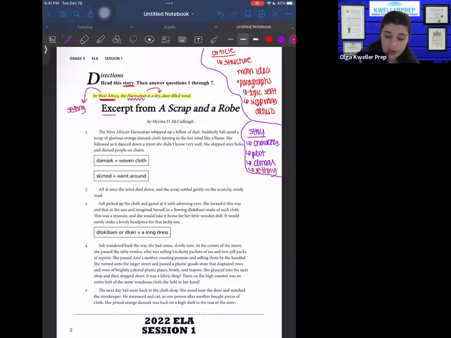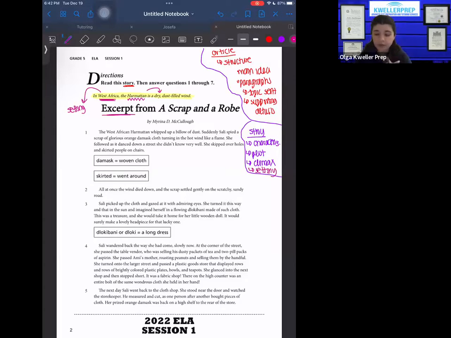And then anytime an essay or something is noted as an excerpt, that's another kind of piece of evidence that I'm going to be reading a story, because it's just a piece of the story. That's what an excerpt means. And it's an excerpt from a scrap and a robe.